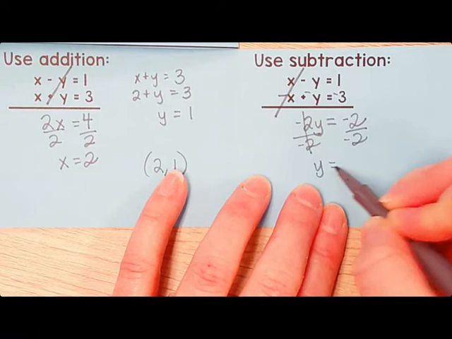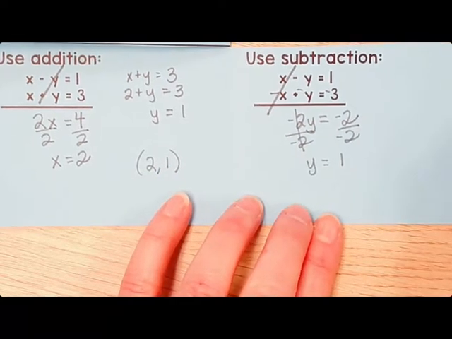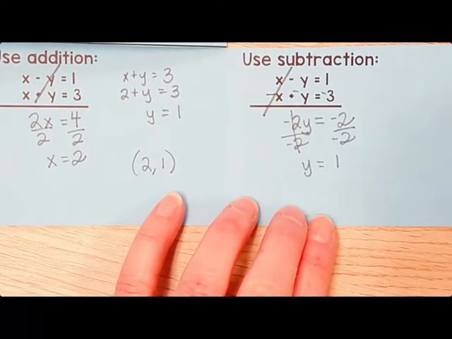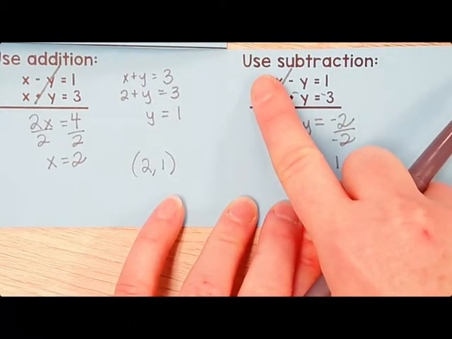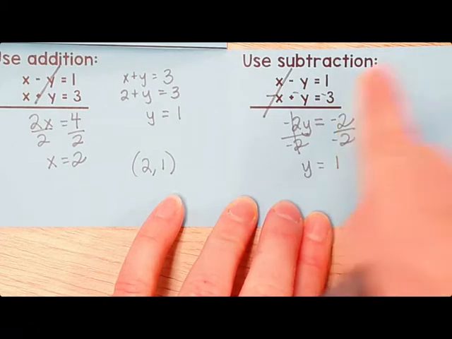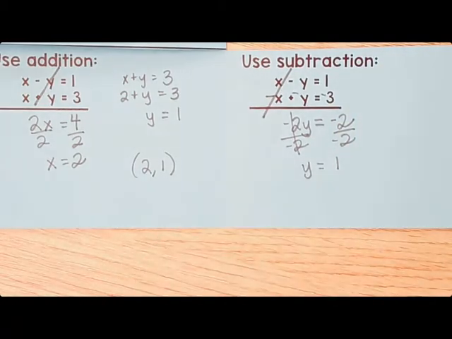So y equals 1. Why wouldn't you cancel out the y's instead of the x's? Because you could do either way. But in this case, it tells us to use subtraction. So I'm just showing you that whether you use addition or subtraction, you're still going to get the same answer.